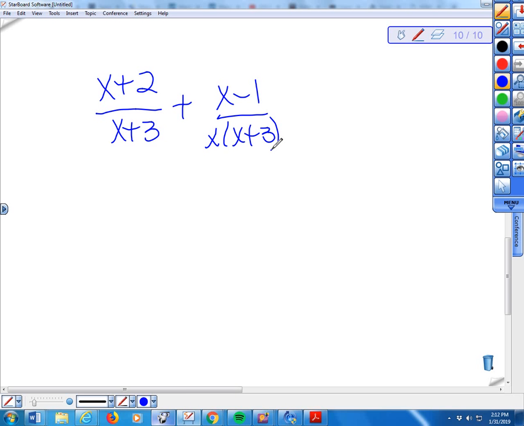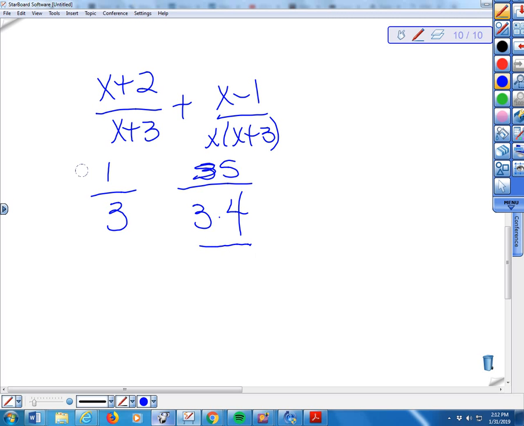Wait, no. This is the hardest part about these, finding the common denominator. Let's say I had a denominator of 3 and a denominator of 3 times 4. What's my common denominator? If I'm going to add a fraction, 5, 12, right? If I had 1/3 plus 5/12, my common denominator is the product of these two.